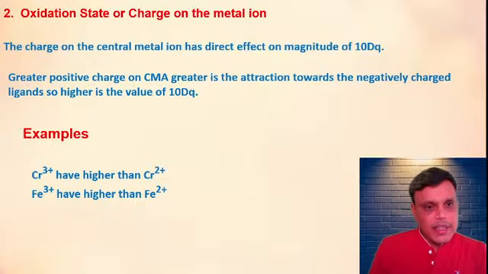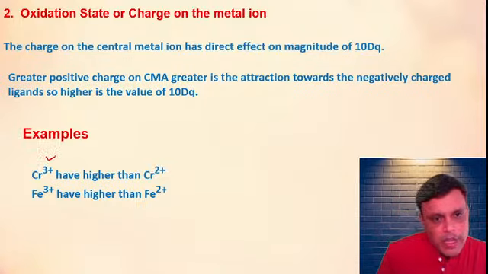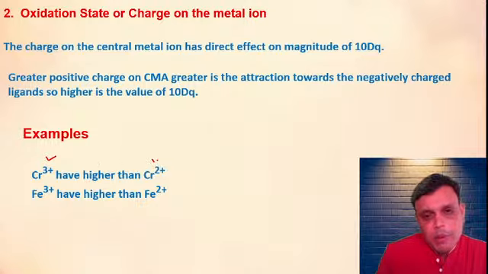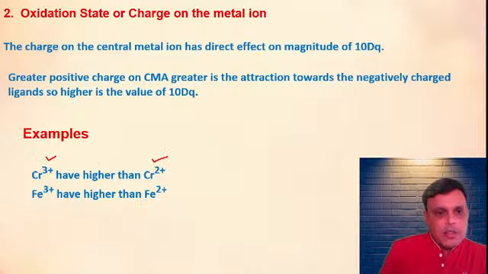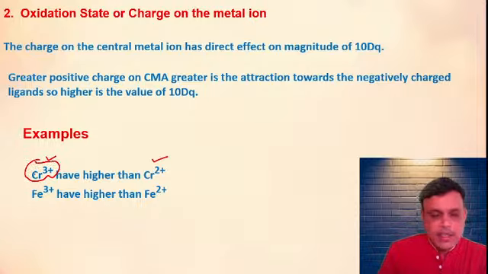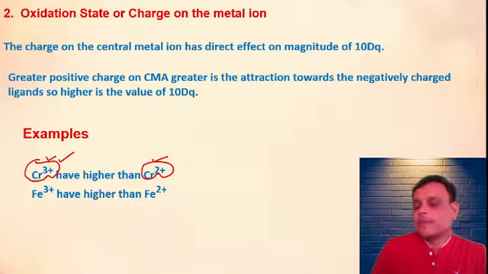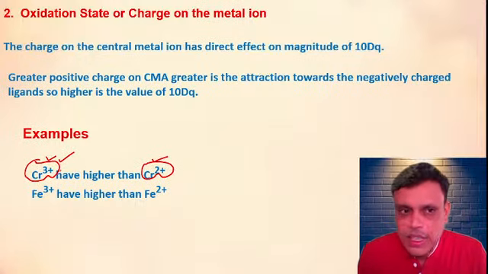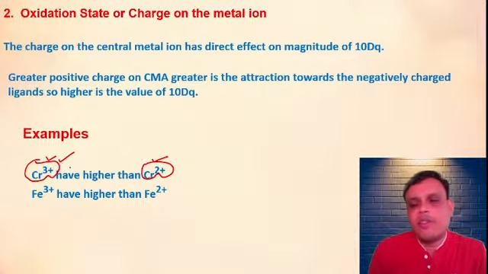Two examples are there. See, chromium 3+ will have higher CFSE or 10 Dq value than chromium 2+, because here the oxidation state is 3+. That means the positive charge in this case is higher, since 3 is more than 2, so it will show a higher value of 10 Dq.